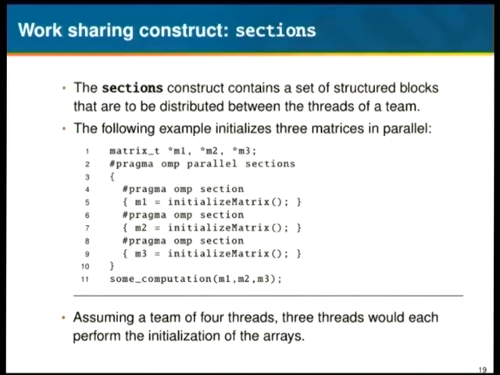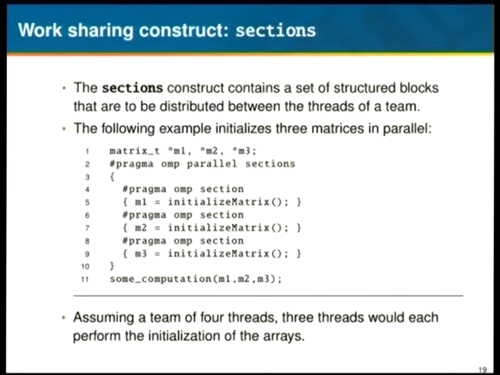Let's go to OMP sections. First you annotate, okay, I'm going to have a block with sections in it, and essentially we define three sections which are run in parallel by three different threads. So, if you have four threads, that means that one thread is still idling in this code, and the other three threads in parallel will initialize my matrices, and after the sections are done, I still have one thread that will do some computation with the three matrices.